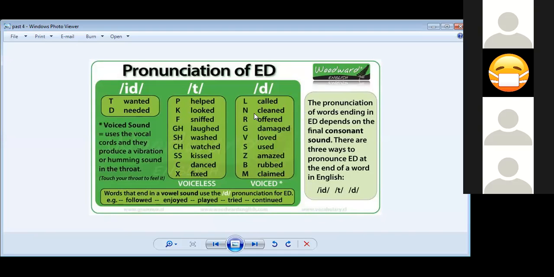Good, excellent. So next time we are going to have a review about this rule, about the simple past, about how to distinguish between regular and irregular verbs, and how to pronounce ED in the regular verbs.